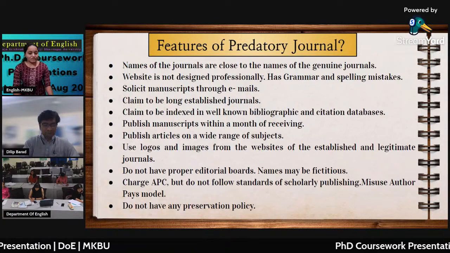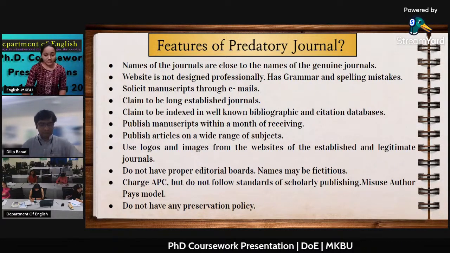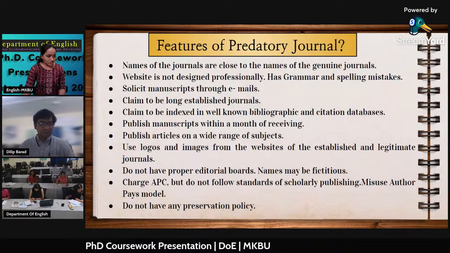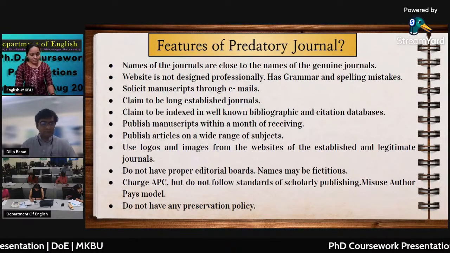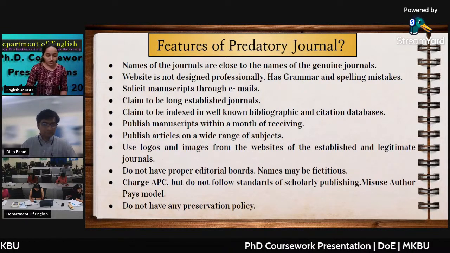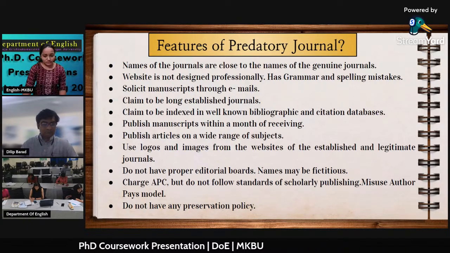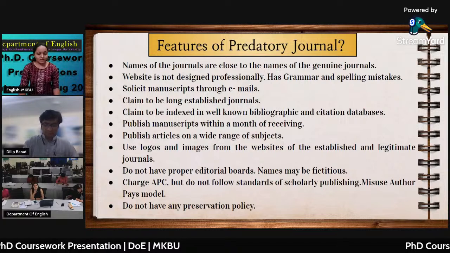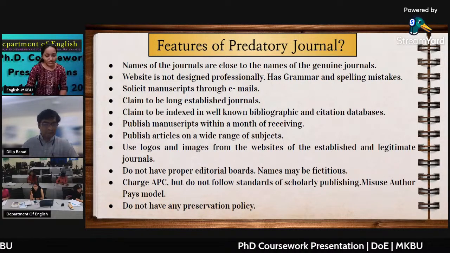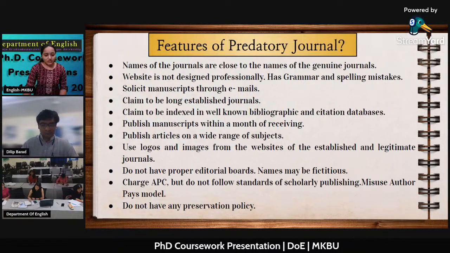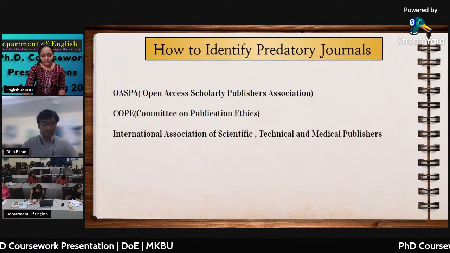They publish articles on a wide range of subjects. They use logos and images from the websites of established and legitimate journals. Okay, they are using logos and website content of other publications. They do not have a proper editorial board, and the names may be fictitious. They charge APC but do not follow standard scholarly publishing, misuse the author-pays model, and sometimes do not have any preservation policies. So these all are the features of predatory journals.